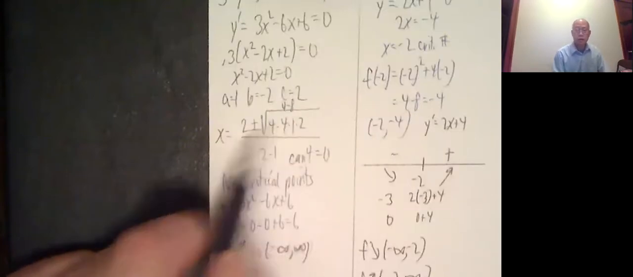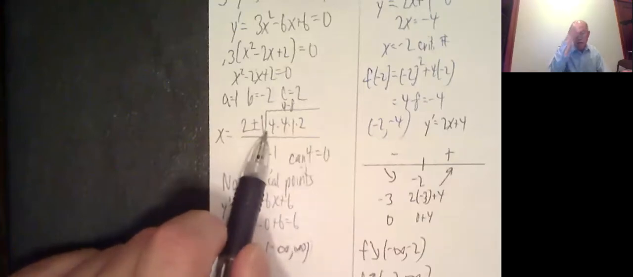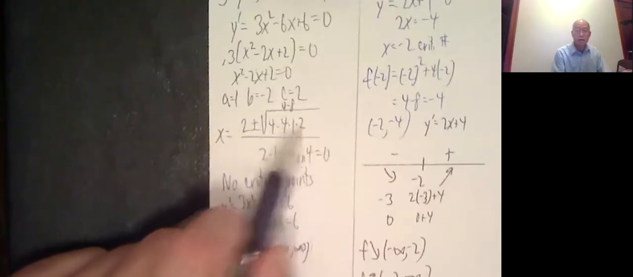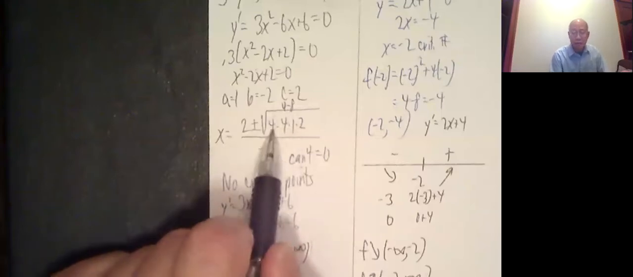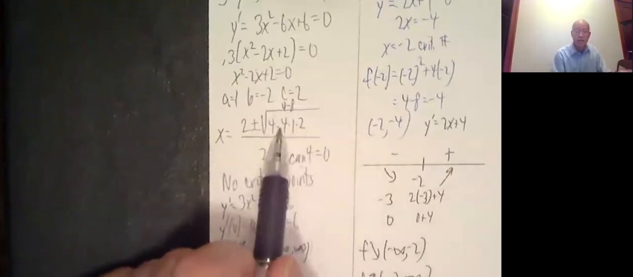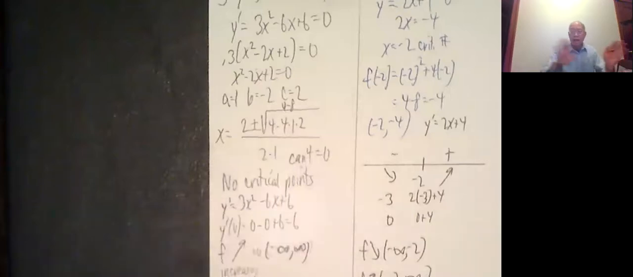Throw it in the quadratic formula. X is negative B plus or minus the square root of B squared minus 4AC, 4 times 1 times 2, over 2A. But this can't happen because that gives me 4 minus 8, which is a negative. I'll be taking the square root of a negative, and we can't have that. Okay, so there are no critical points.